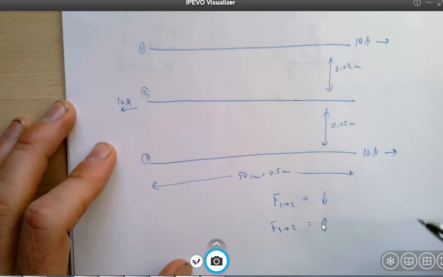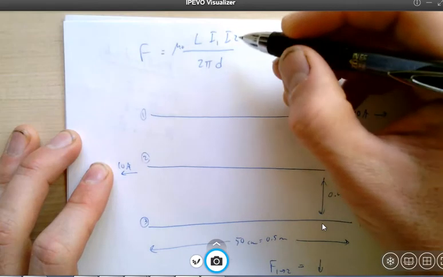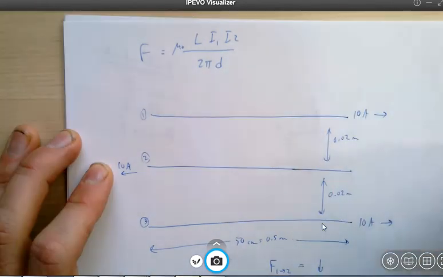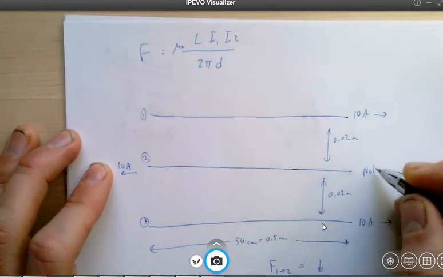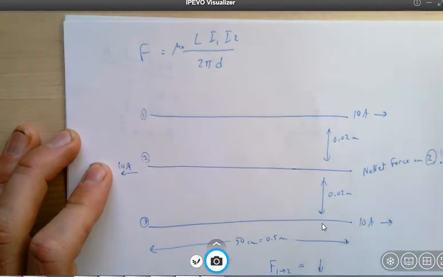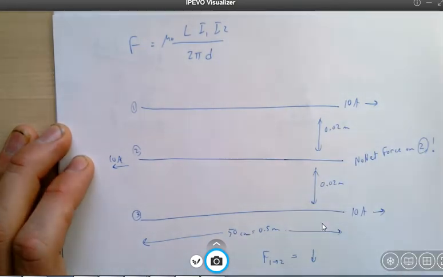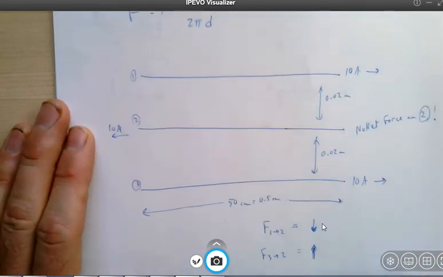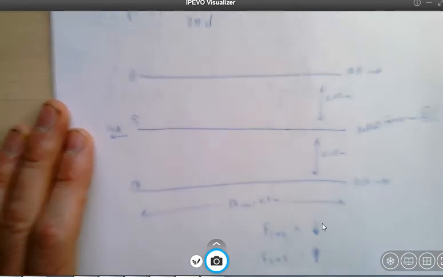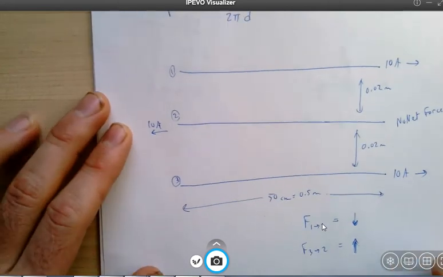I can already tell that since they're equally distant from each other, and since the currents are actually the same in this case, those are going to cancel out, and there should be no net force on wire number 2. I can see that just by saying, well, wait a second. These are all the same currents here, 10 amps, and they're all the same distance away. One force is pointed up, and one is pointed down. So that means we're going to have no net force on the second wire.